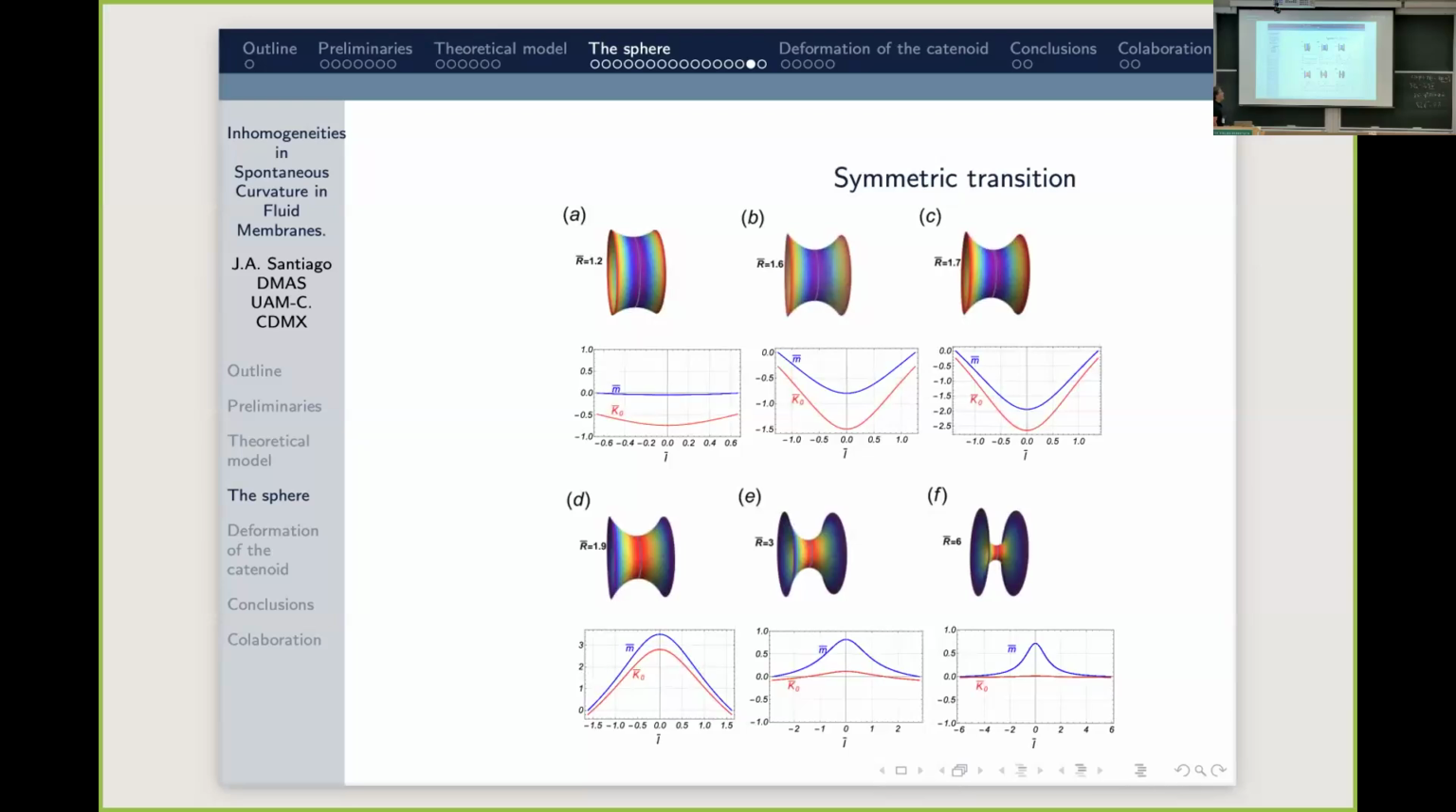So then we have a symmetric transition here. And this is the subcritical regime and the supercritical regime. In the first case, the behavior of the spontaneous curvature goes in this way, but after the critical point, note the spontaneous curvature behaves in this way, right?